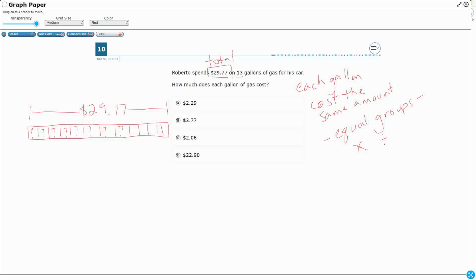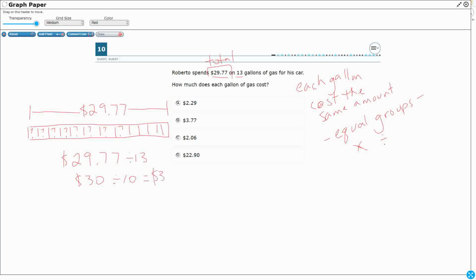So that should make us think, all right, let's do 29.77 divided by 13. Let's see what we're going to get, right? And if we wanted to estimate, well, 29.77 is really close to 30 bucks. If we wanted to round 13 down to about 10, right? 30 divided by 10 is going to equal 3.